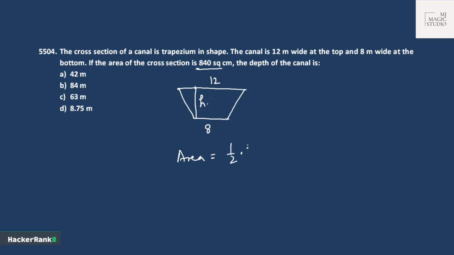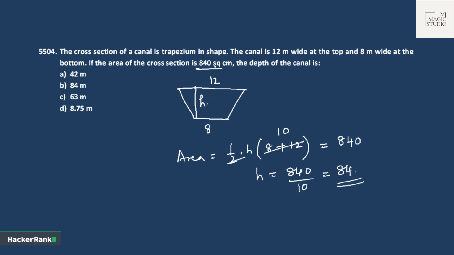The area of a trapezium is given by half into h into the sum of the two opposite parallel sides. This equals 840 square meter, given. This is 20, gone to 10. That means h is 840 by 10, that is 84. So the depth of the canal is 84 meter. Option B fits in.